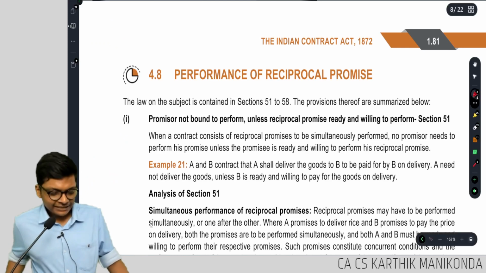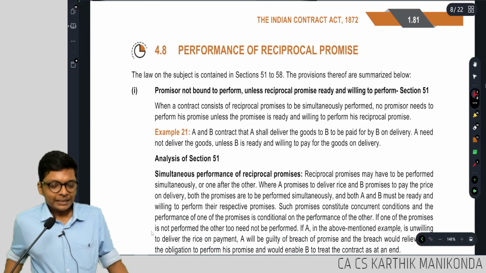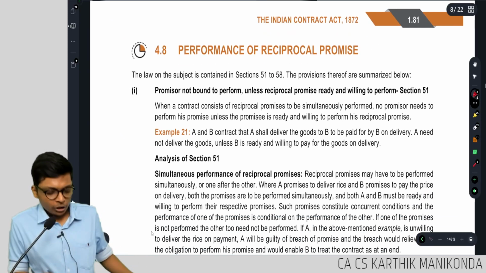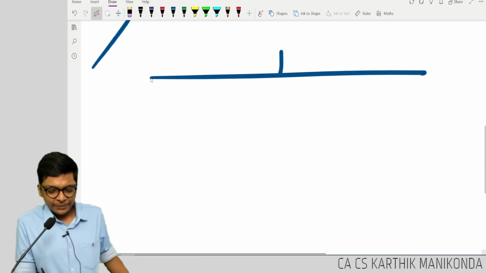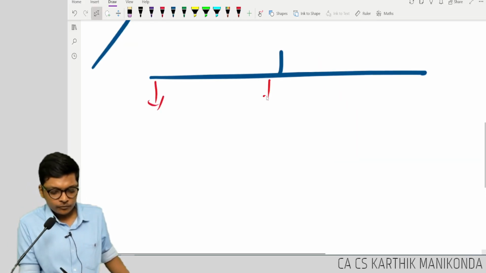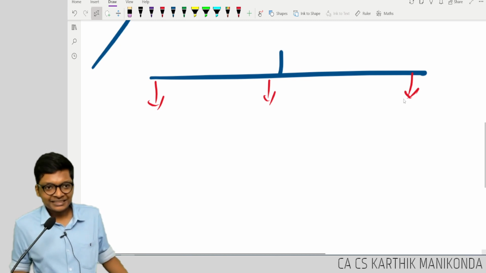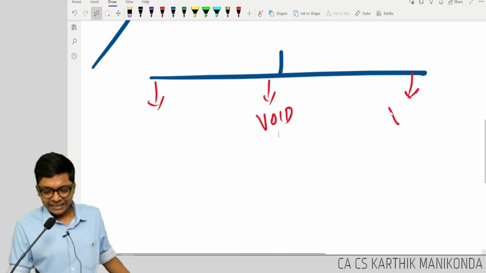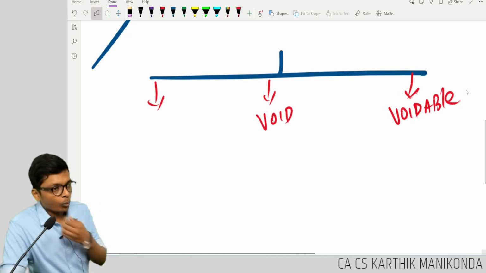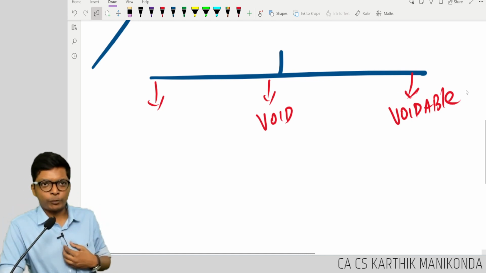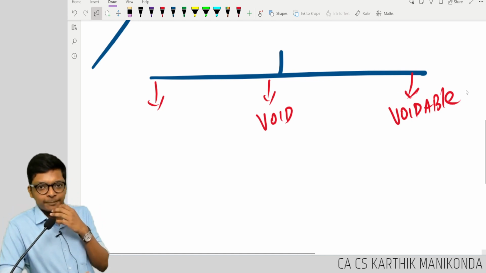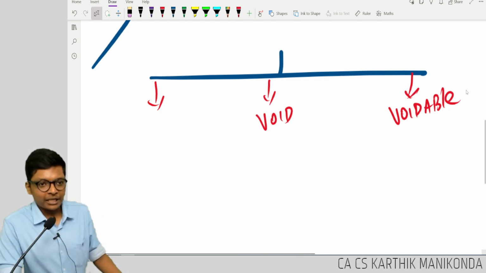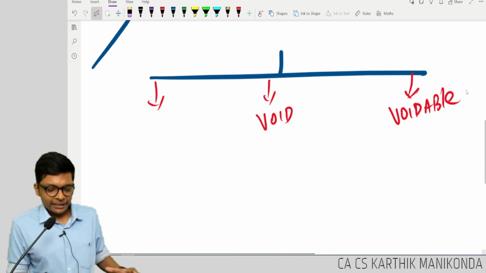Okay, follow, guys. Now, let me finish off reciprocal promise. I'll make a simple chart which will cover all the points. In some cases, contract becomes void. In some cases, contract becomes voidable. We will summarize all these points. They will not ask in exam what is reciprocal promise. Any one point can come in exam.